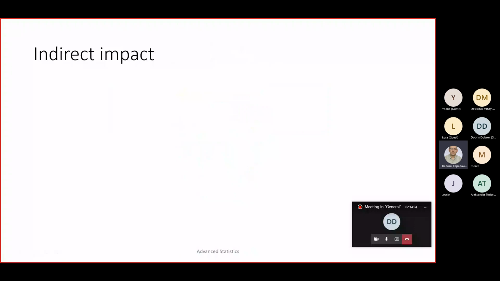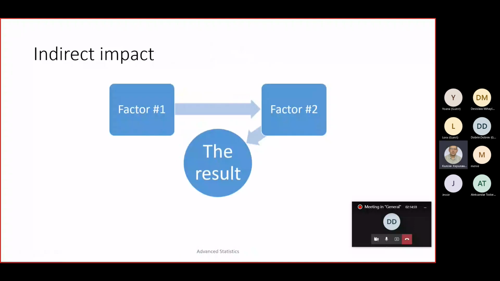First is the so-called indirect impact. This is the example for indirect impact. That means that factor 1 is a factor for factor 2, and factor 2 is the factor for the result. Then between factor 1 and the result there is a relation, but this relation is not direct. This relation is indirect.